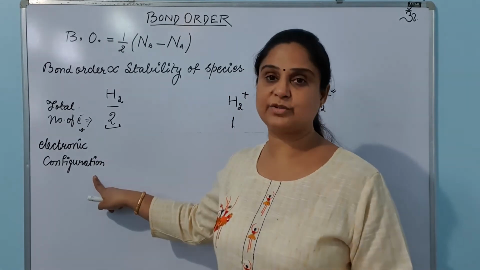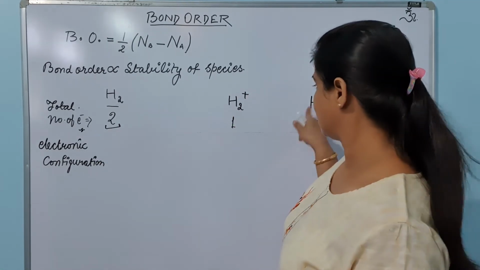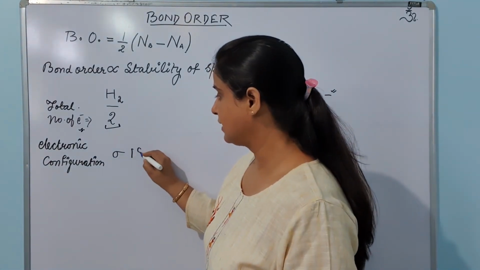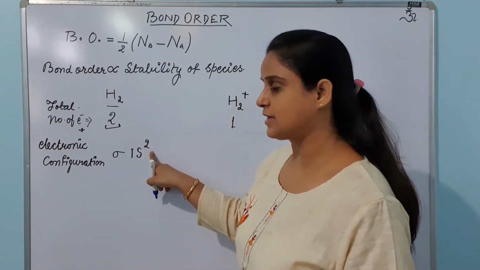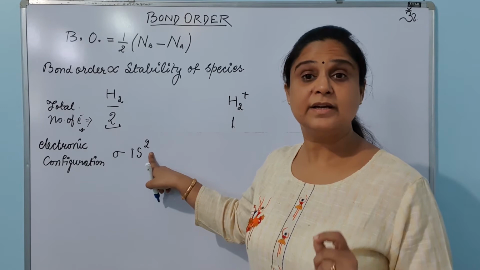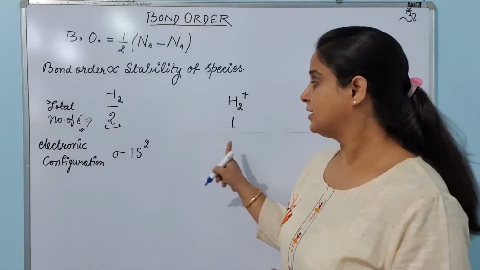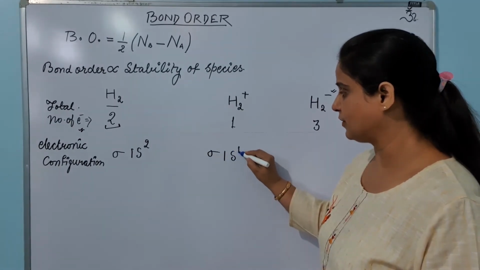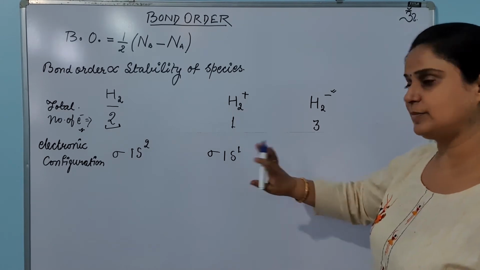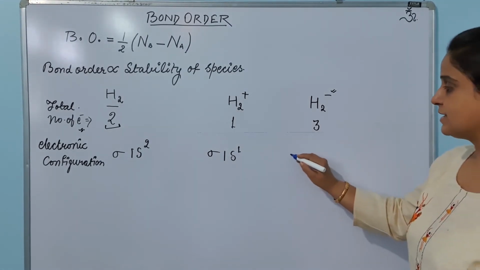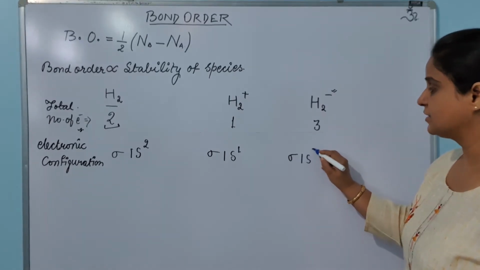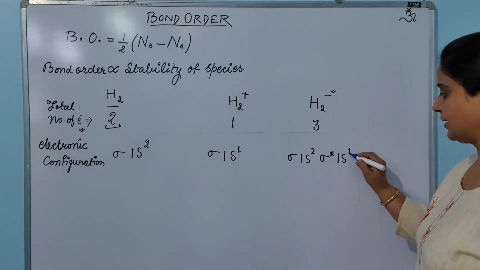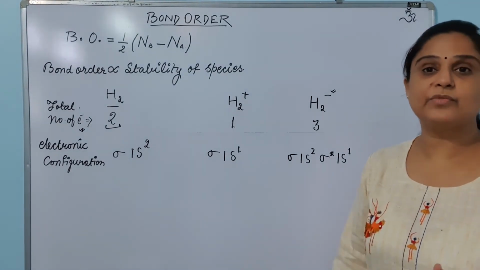So here we have to write down the electronic configuration of hydrogen, H2 plus and H2 minus. What will be the configuration? Sigma 1s 2. Both electrons are filled in sigma 1s, that is the bonding molecular orbital. Now let's move to this. The configuration of this will be sigma 1s 1, because we have only one electron, so we have filled one electron. Next one is sigma 1s 2 and sigma star 1s 1. So these will be the configurations of all 3 species.